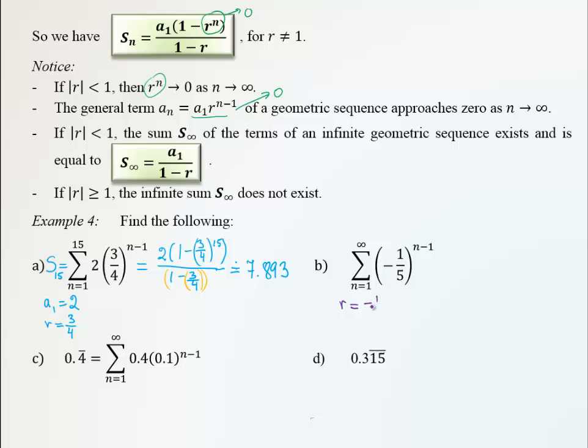Well, r is -1/5, which means it's a proper fraction. The absolute value of r is smaller than 1. So we can find the value of the series by calculating the infinite sum, which goes according to this formula, A1, which is, if n is 1, this is 0, so A1 is actually just 1. So A1 is 1 over 1 minus the common ratio, but the common ratio is -1/5. So we have a double negative here.